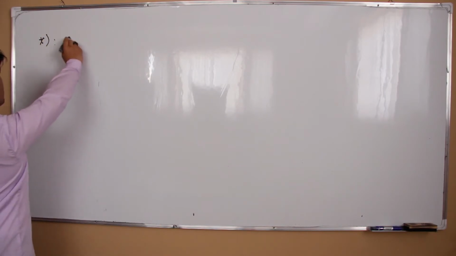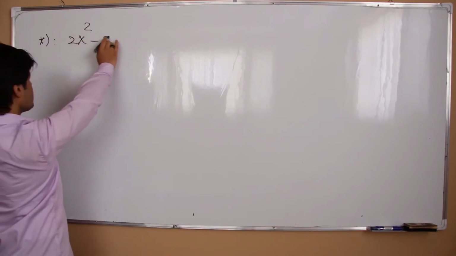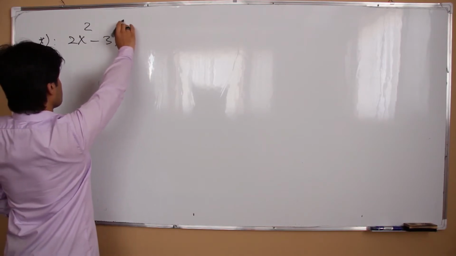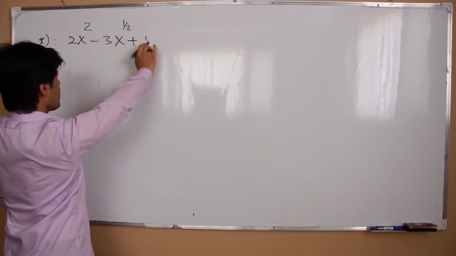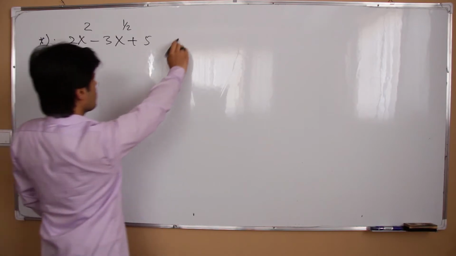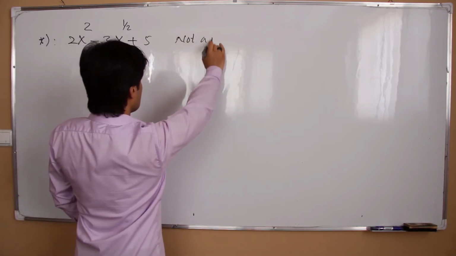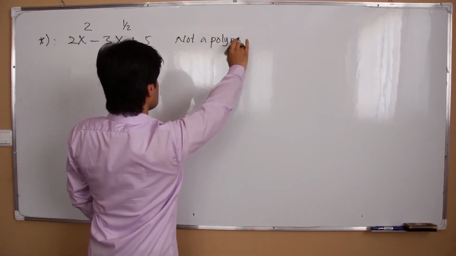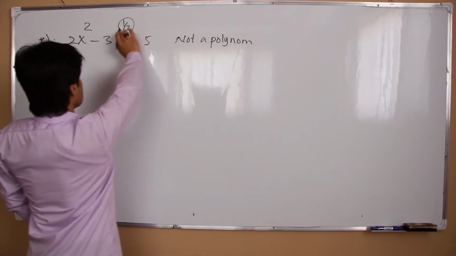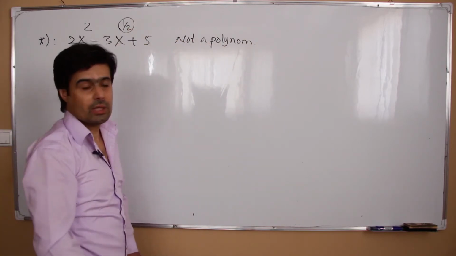If I say 2x to the power 2 minus 3x to the power 1/2 plus 5, is this a polynomial? No, it's not a polynomial. Why? Because this one does not include natural numbers.